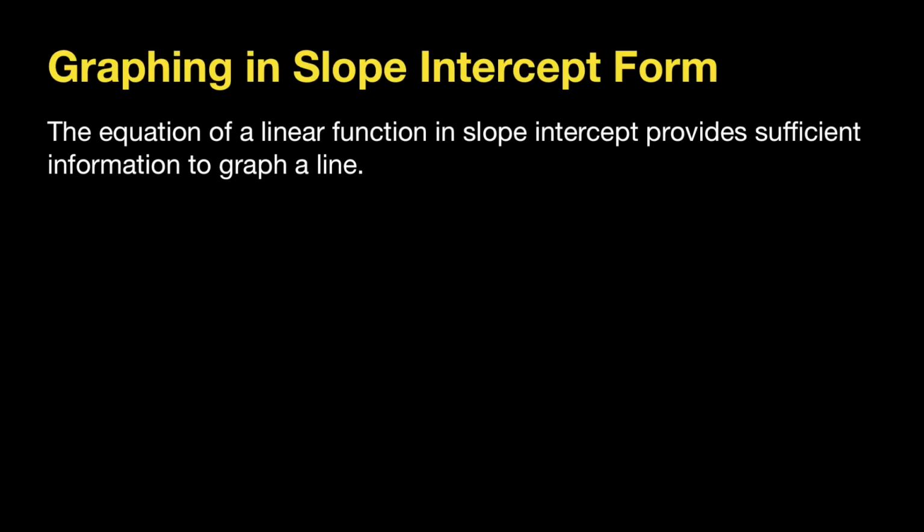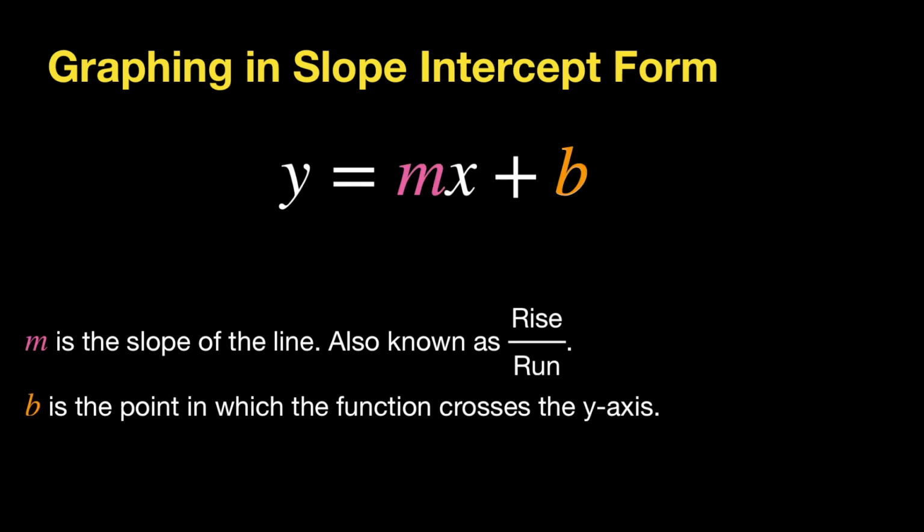There are different ways to graph linear functions, but we're only going to be paying attention to graphing linear functions in slope-intercept form. Whenever an equation is in slope-intercept form, we have enough information to graph a line. The equation in slope-intercept form is when it's written as y equals mx plus b.